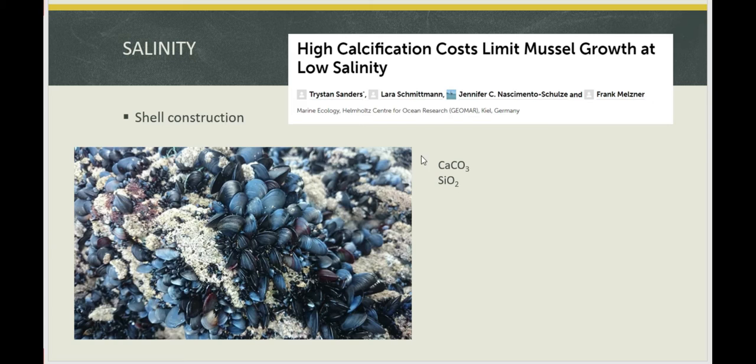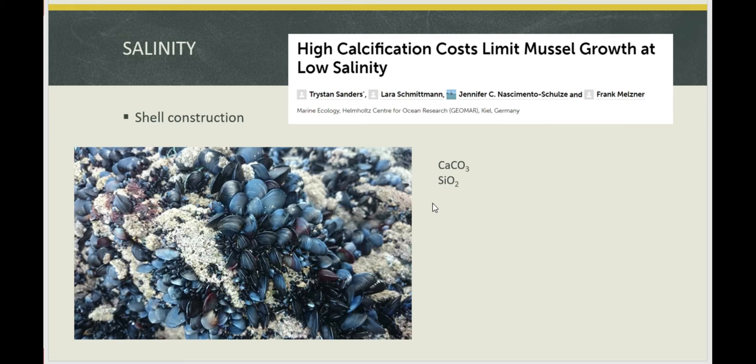We have calcium carbonate very commonly being used, and clams, for example, pull calcium carbonate out of the water and they build their shells with it. But then we also have things like silicon. So silica is used by diatoms. We're going to talk a lot about diatoms a little bit later in this lecture. So these salts are used by marine organisms.